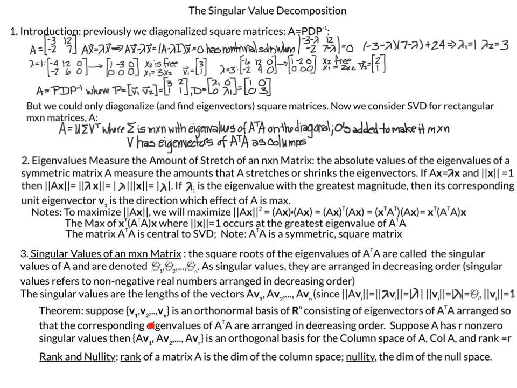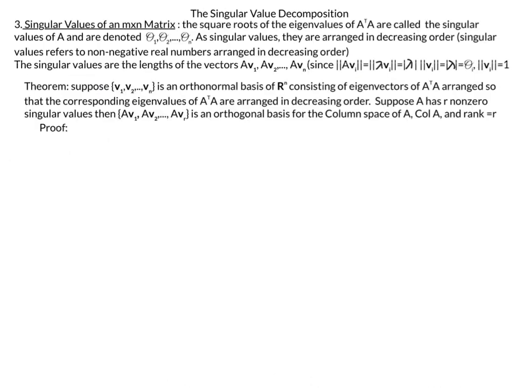But first we have to introduce this theorem, which we're going to use in singular value decomposition. So suppose v1, v2, up to vn is an orthonormal basis for Rn, consisting of the eigenvectors of A transpose A, again, this matrix here that we saw up here, arranged so that the corresponding eigenvalues of A transpose A are arranged in decreasing order. So suppose A has r non-zero singular values, then A times v1, A times v2, up to A times vr, that's our A times our eigenvectors, is an orthogonal basis for the column space of A, and the rank is equal to r.